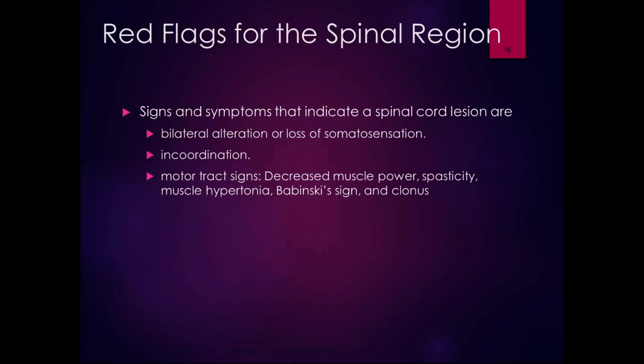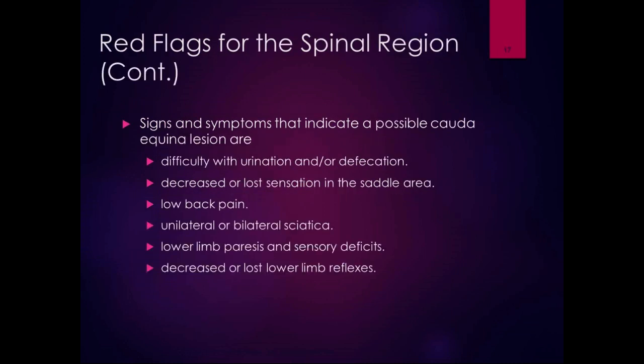So red flags for the spinal region, signs and symptoms that indicate a spinal cord lesion are bilateral alteration or loss of somatosensation, incoordination, and motor tract signs, including decreased muscle power, spasticity, muscle hypertonia, Babinski sign, and clonus. Signs and symptoms that indicate a possible cauda equina lesion are difficulty with urination or defecation, decreased or lost sensation in the saddle area, low back pain, unilateral or bilateral sciatica, lower limb paresis and sensory deficits, and decreased or lost lower limb reflexes.